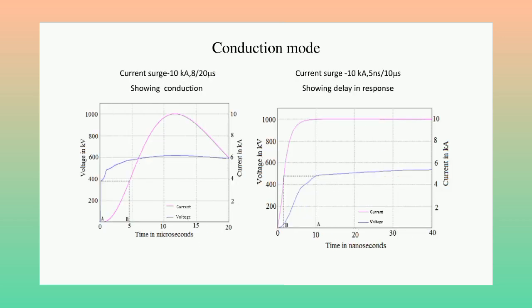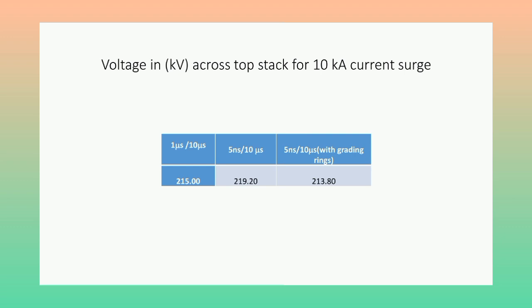In conduction mode, for the current surge of 8/20 microsecond, 10 kiloampere, the arrestor is conducting successfully. For the current surge of 5 nanosecond/10 microsecond and 10 kiloampere magnitude, there is a delay in response in the arrestor. The voltage appearing across the top stack of the arrestor is 215 kV for a front time of 1 microsecond current surge and 219.2 kV for a 5 nanosecond front time current surge. Now the voltage is reduced to 213.8 kV when grading rings are placed.